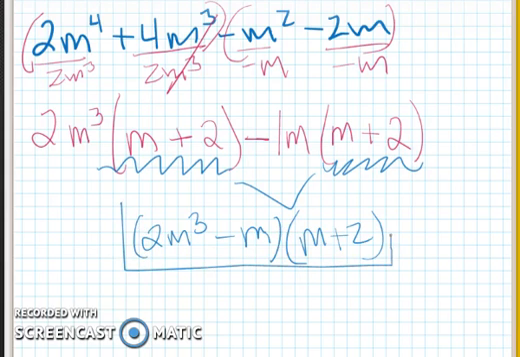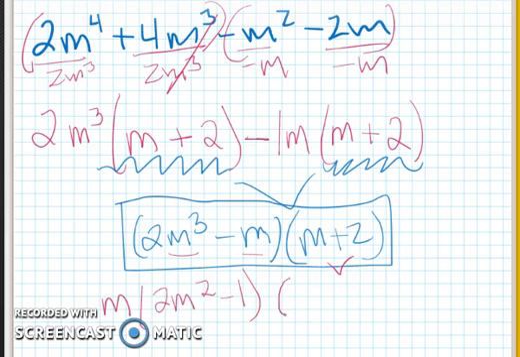Boom. Okay. But wait, there's a problem. This isn't fully factored. If I look at m plus 2, there's nothing I can pull out. So this one's good. m plus 2, we're chill. Over here, I could probably still pull an m out from both of these. So this is not cool yet. I've got to still pull an m out. Then I'm left with 2m squared minus 1. This one was fine, m plus 2. But this is my actual answer.